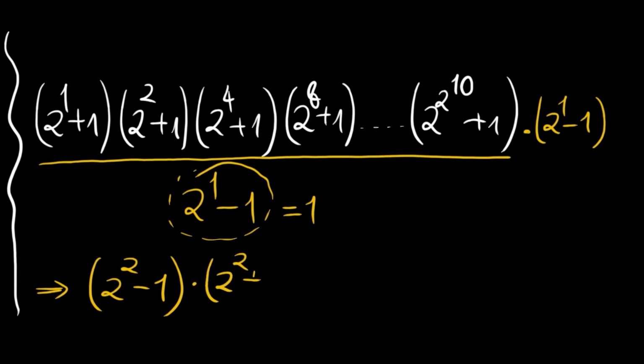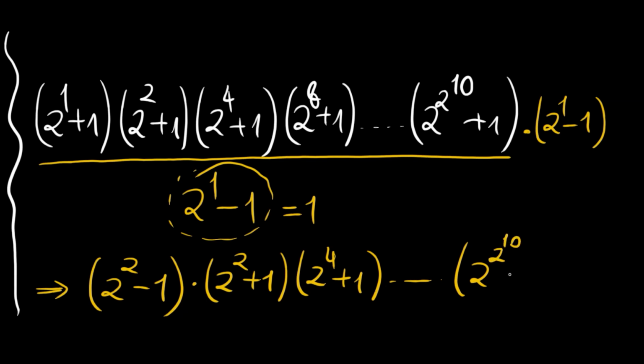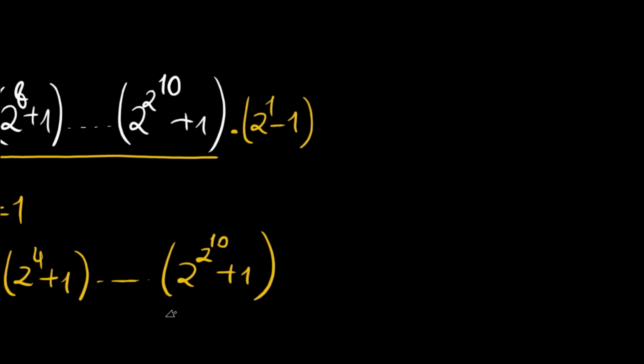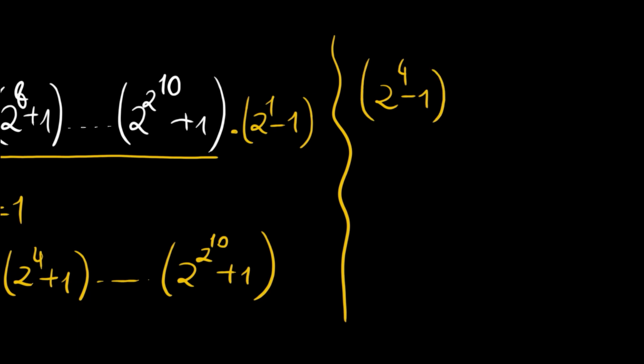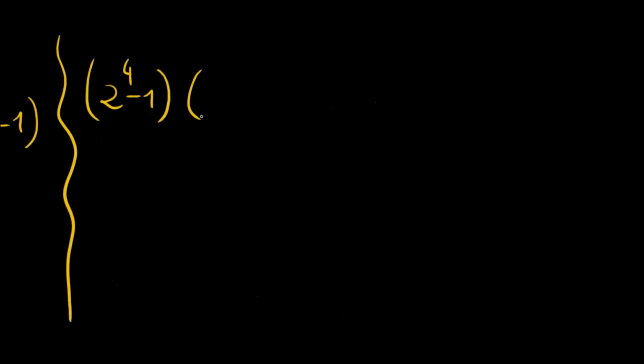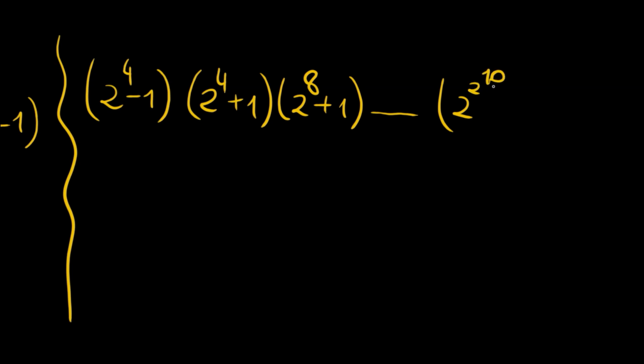2 squared plus 1, 2 to the fourth power plus 1, and so on up to 2 to the 10th power plus 1. Now we will again multiply these first two terms. From the difference of two squares, again we will write 2 to the fourth power minus 1, and the rest again is the same. 2 to the fourth power plus 1, 2 to the 8th power plus 1, and up to 2 to the power of 2 to the 10th power plus 1, and so on.